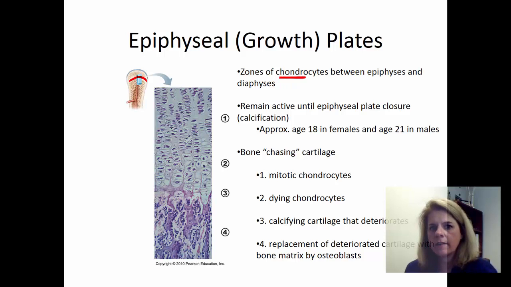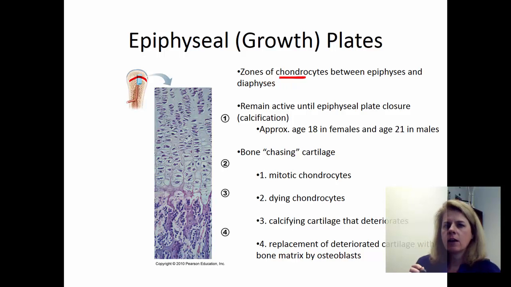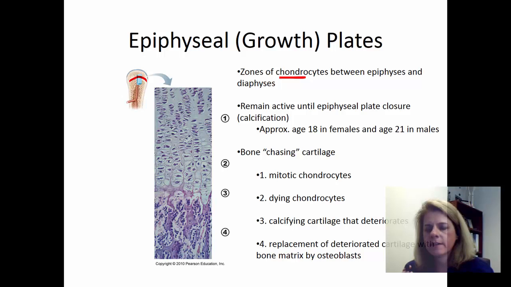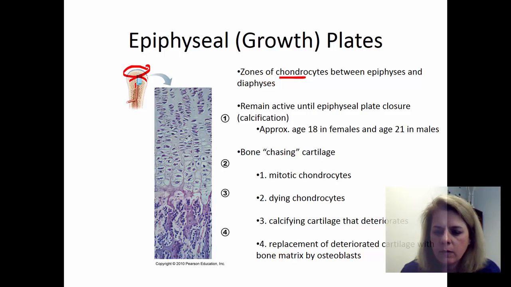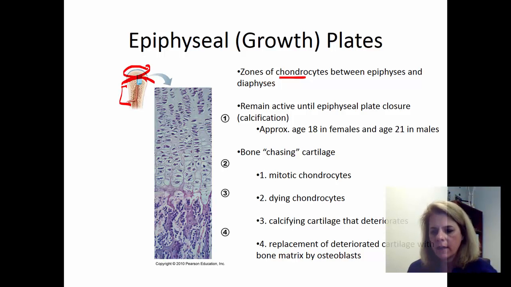The epiphyseal line, the epiphyseal plate, or your growth plate, is a zone, an area of living chondrocytes. It's between the epiphysis, the end of the bone, and the diaphysis, or the shaft of the bone. So that's that line right here. That's a line of living chondrocytes.